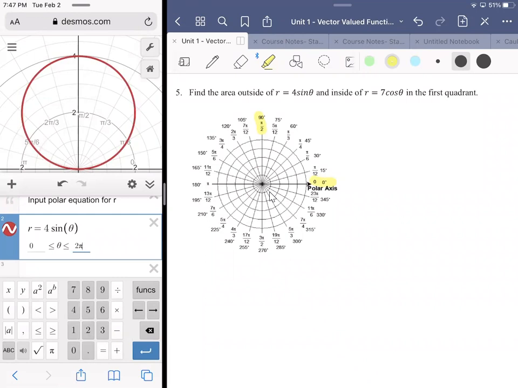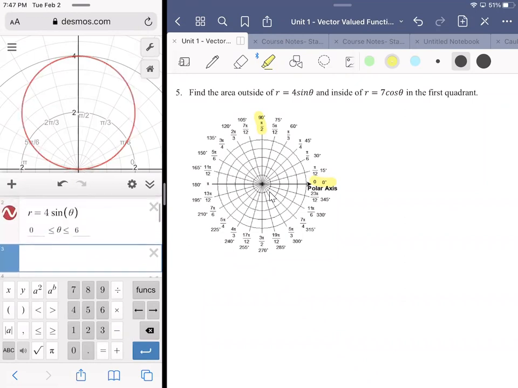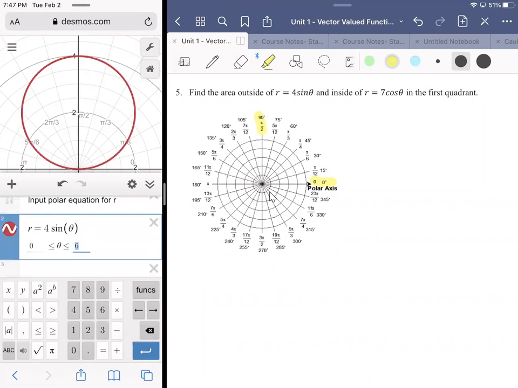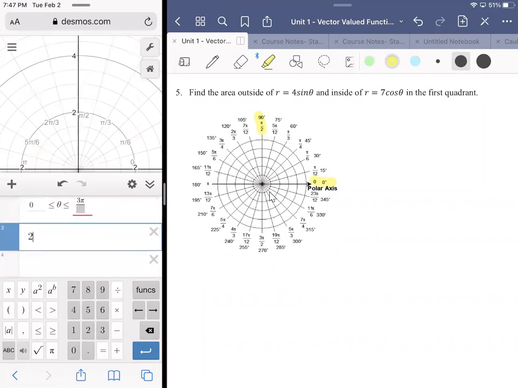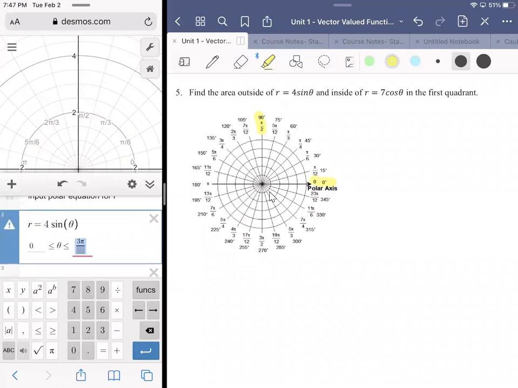6.27 wasn't showing a gap. So let me try 6. Still not showing a gap. Let me try 3 pi over 2. Oh, stepped out of the function there for a second. It's still showing a complete circle, there's no gap there. So let me dial it back to, let's say, 5 pi over 4.